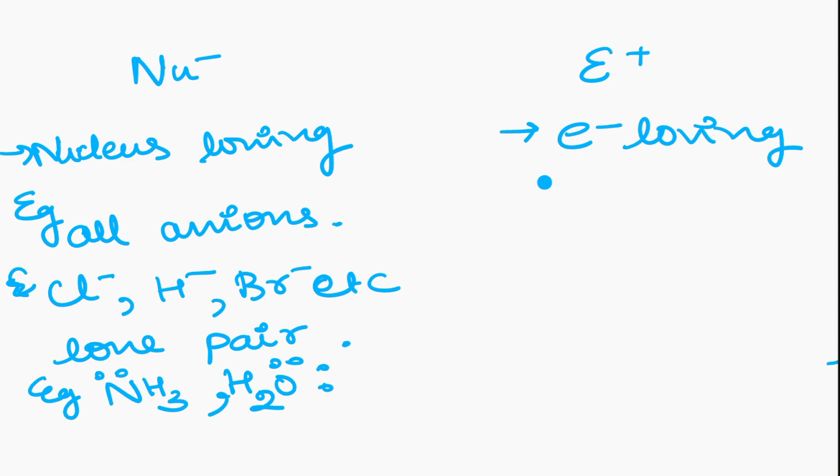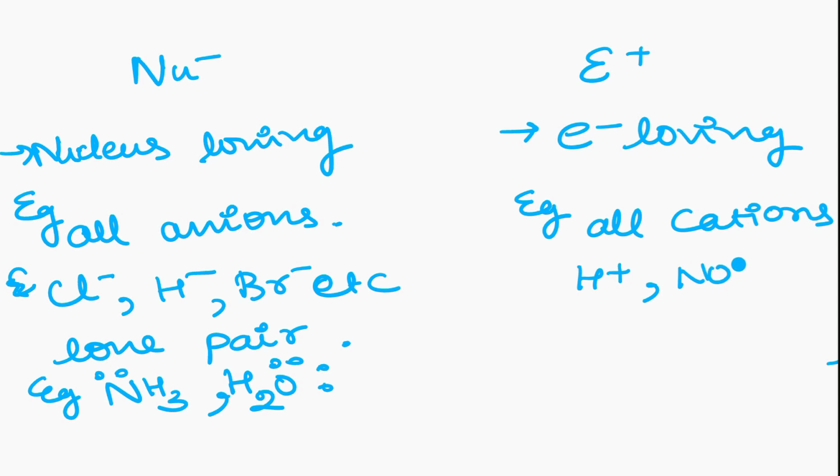Electrophiles are the species which love electron, which love negative charge, but they carry what charge? They carry positive charge. So all the cations are electrophiles. All the cations, for example H positive, NO positive, all these act as an electrophile, which carry positive charge. They attract towards the negative charge.